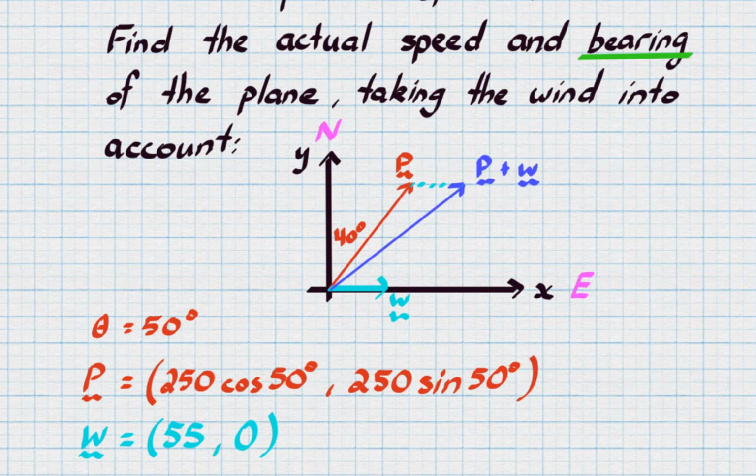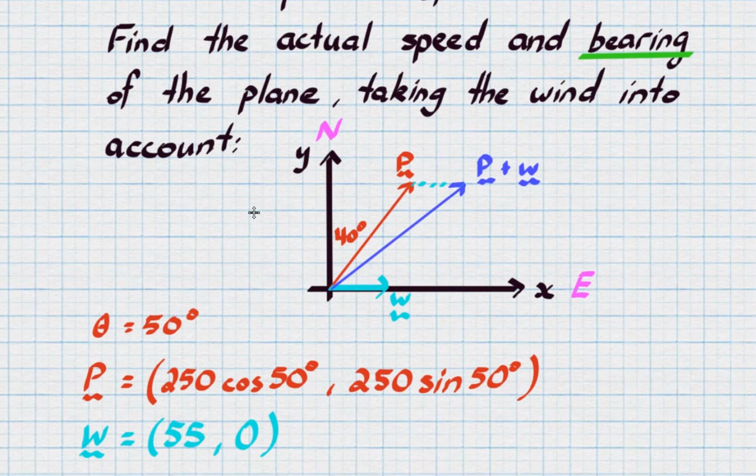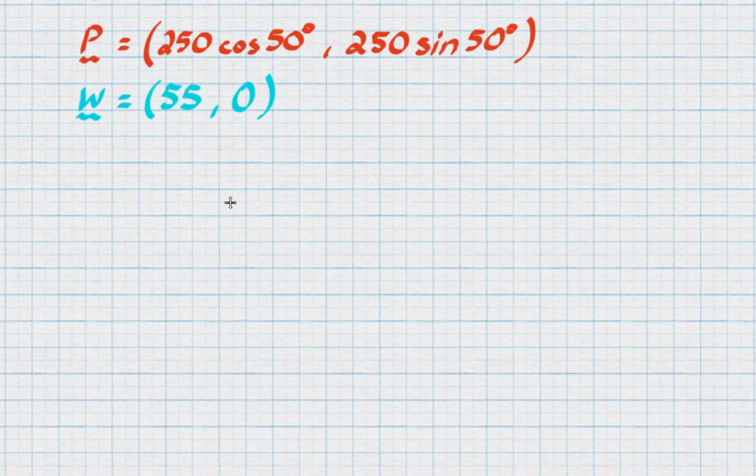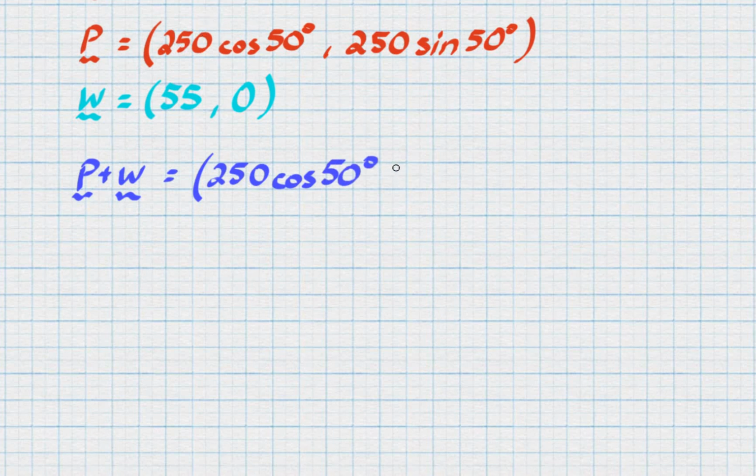So when we add these two vectors together to get our resultant P plus W vector, we can see that we get 250 cos 50 degrees, right, from the plane, plus the 55 from the wind. And then in a y direction, there is no effect, right? It's just what the plane was set at originally, 250 times sine of 50. Right, and that should make sense.